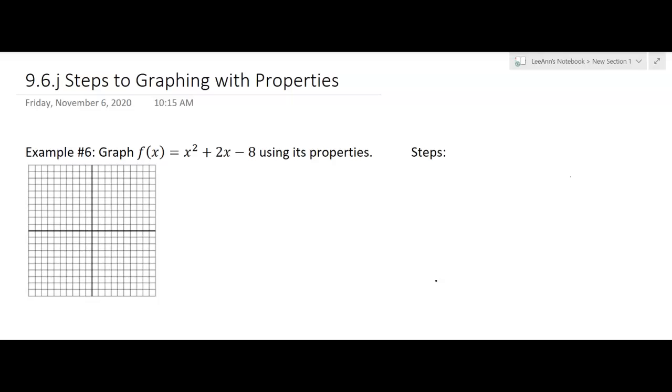Now we're going to put it all together, these things that we've been learning about, and we're going to show you how to graph a quadratic function using properties. Okay, so remember this is based on a quadratic function being in this form: f of x equals ax squared plus bx plus c. So the first step is: is the parabola upward or downward?